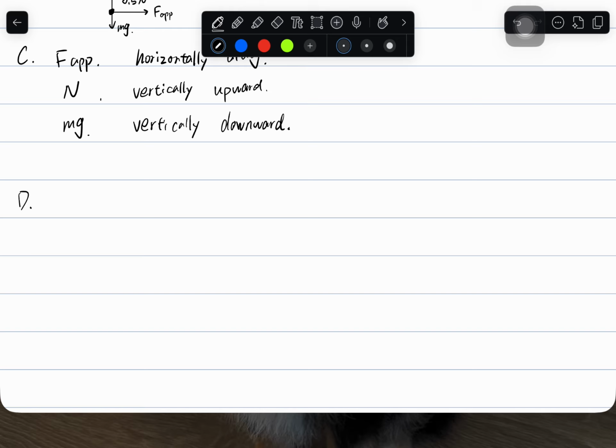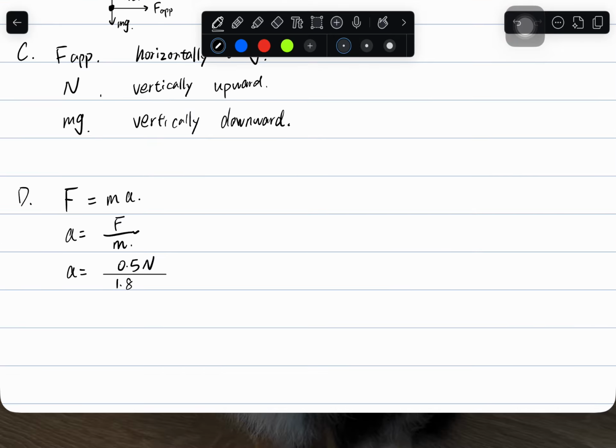And part D, asking for the acceleration again. So again we have the formula: force equals mass times acceleration. So acceleration equals the force divided by the mass. We have the force of 0.5 Newtons, and the mass of the cheese is 1.8 kilograms. Now we do the calculation. It gives us an acceleration of 0.28 meters per square second.